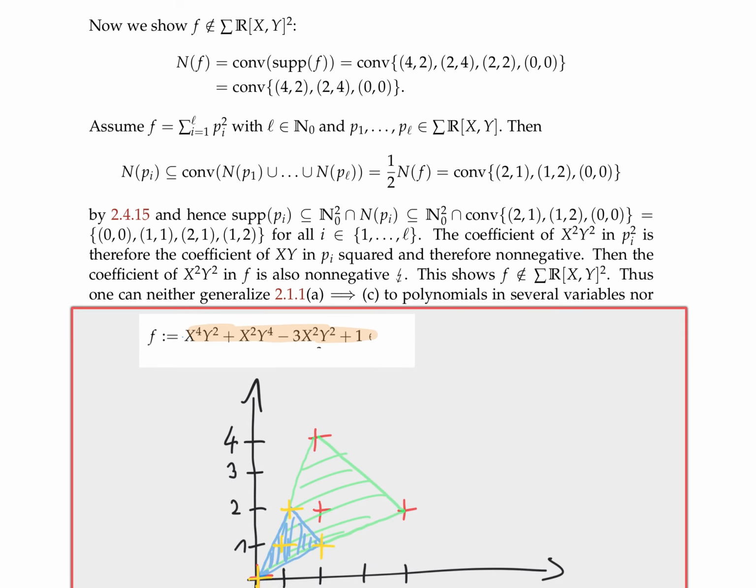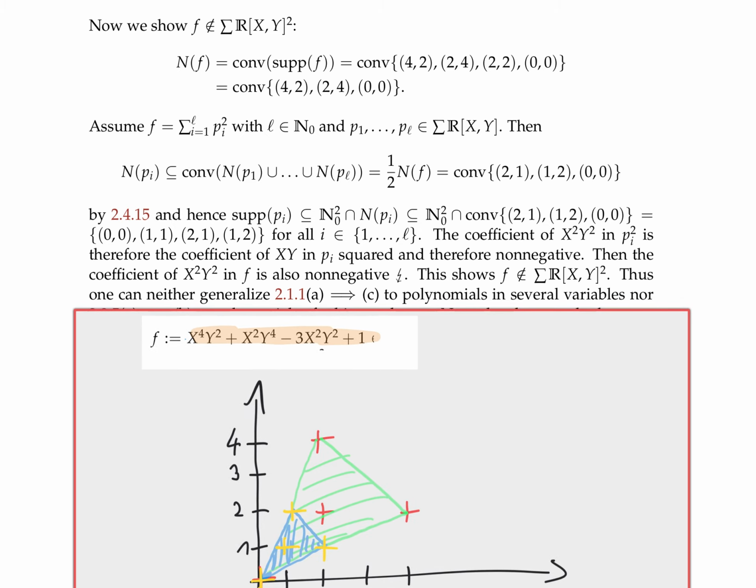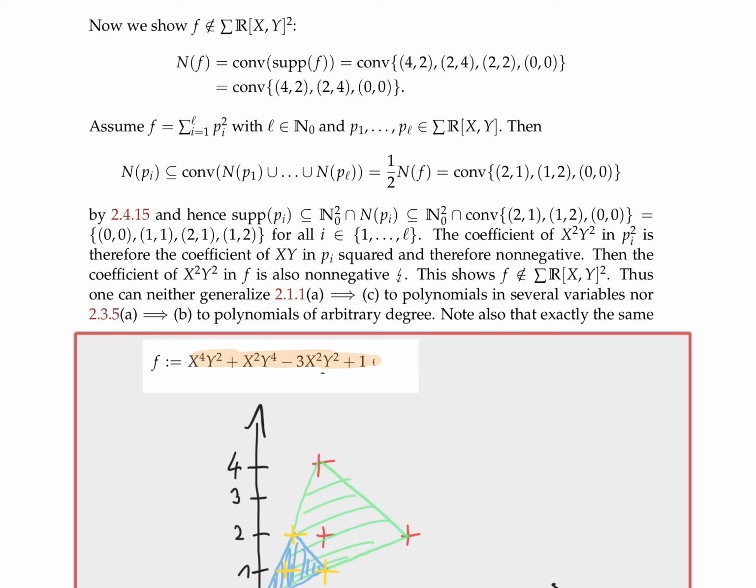Thus one can neither generalize 2.1.1(a) to polynomials in several variables, right? So that was just a statement that non-negative univariate polynomials over real closed fields are sums of squares of polynomials, right? Nor can one generalize 2.3.5, a implies b. So that was the thing for quadratic polynomials over Euclidean fields, actually, right?